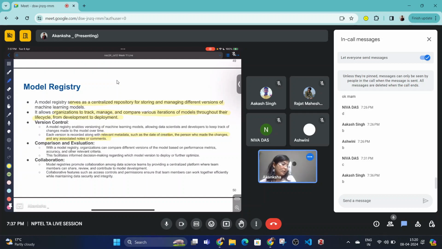Then comparison and evaluation can also be there. Based on performance metrics we can compare all the versions, and it can help in decision making. Then comes collaboration. When you document this and register it somewhere, other people can also contribute, because you can share the implementation. So collaborative features, access controls and permissions are there, so that we are able to handle data security and integrity.